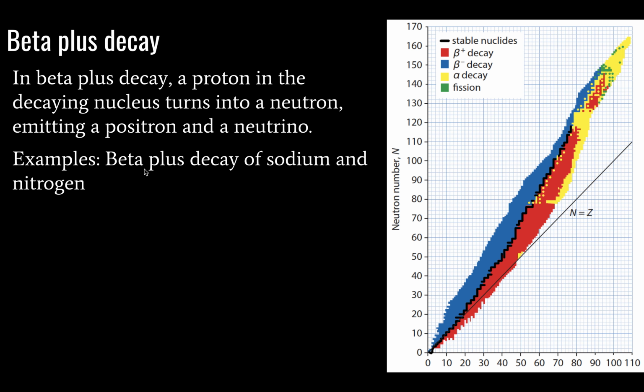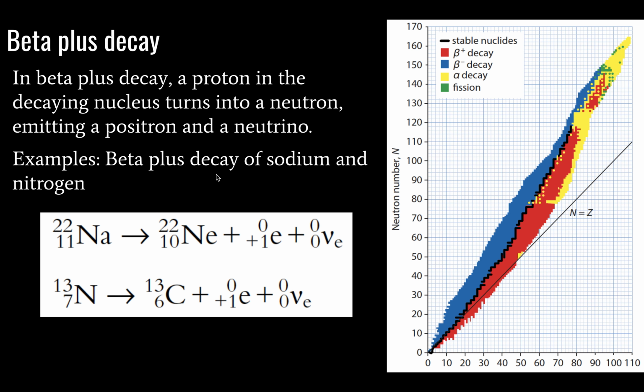Okay, so an example of this would be beta plus decay of sodium. Okay, so here we have our sodium. Actually, this is becoming, yeah, so our sodium is becoming neon. Again, our mass number stays the same, but our proton number is changing. Okay, and we have here our positron, or anti-electron, if you prefer, and our neutrino. Okay, so same relationship here, same thing happening.